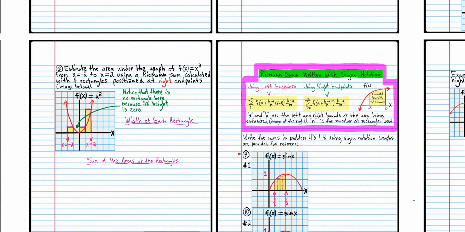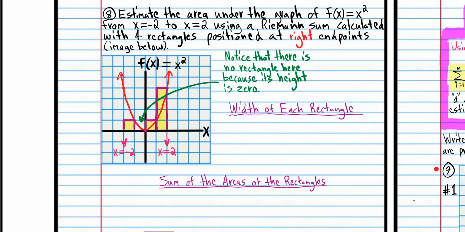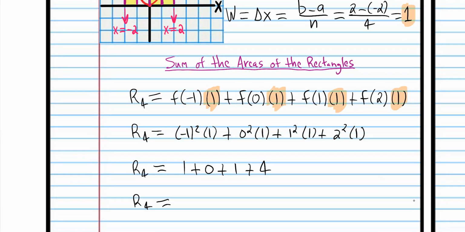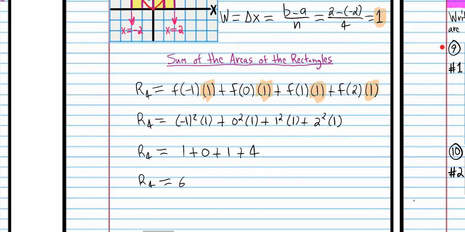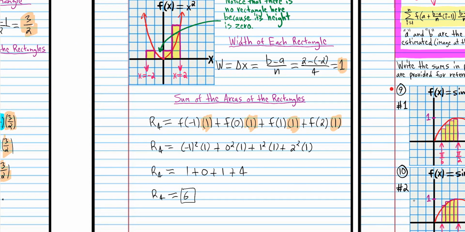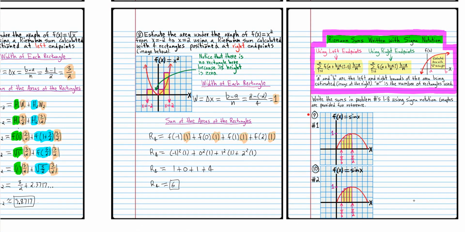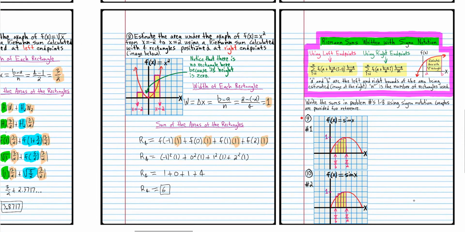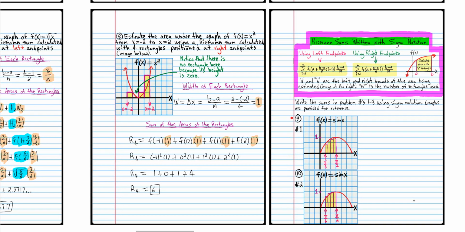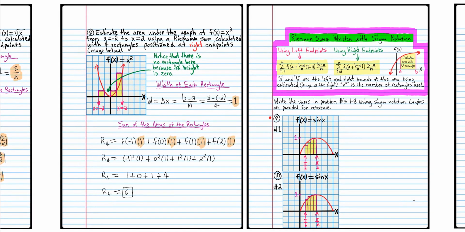And I want you to use those problems to try this one. This is the same problem that we did previously, except now we're using right endpoints. So try this problem. When you come back, we'll do it together. Okay, we're back. And R4 looks like 6. So that was a rare case where the calculation with the left endpoints is the same as the calculation with the right endpoints. Okay, that probably has something to do with the fact that the graph is symmetric about the y-axis. So if you got that right, excellent.